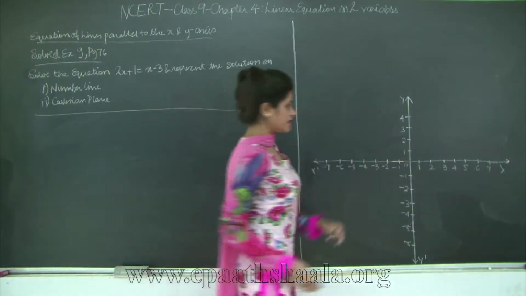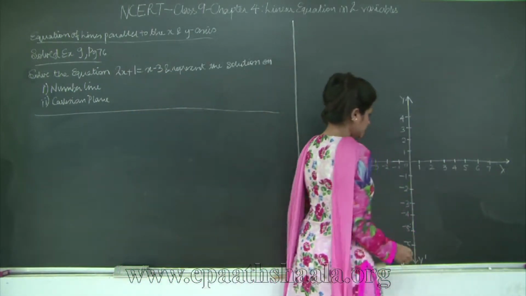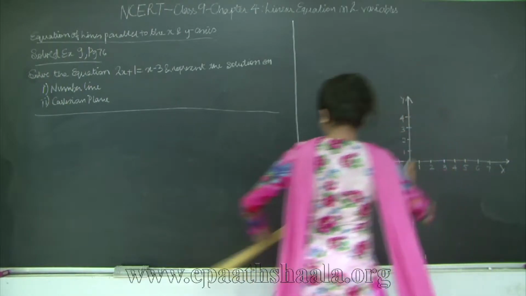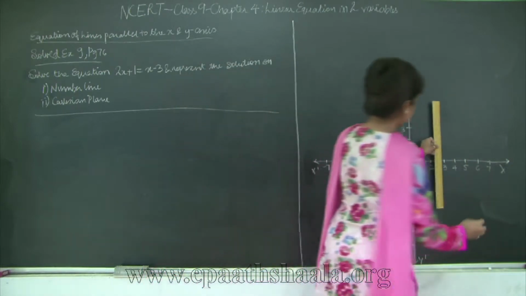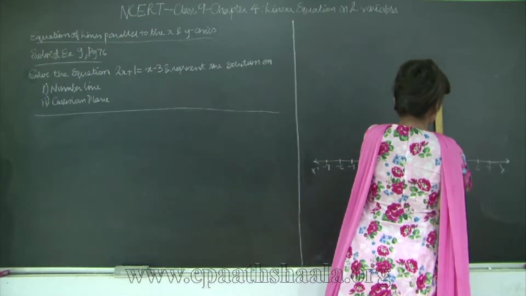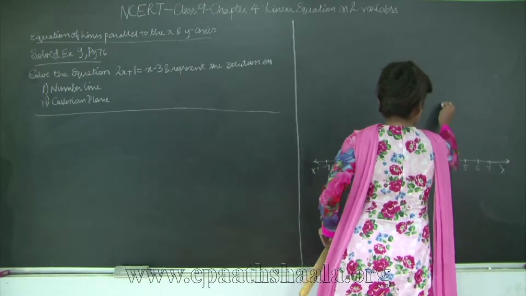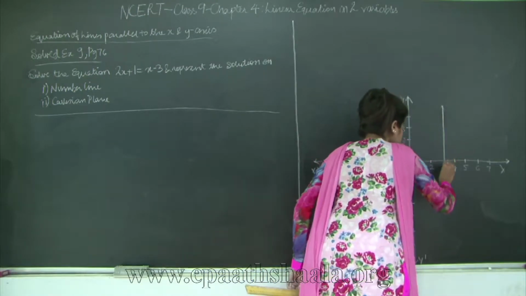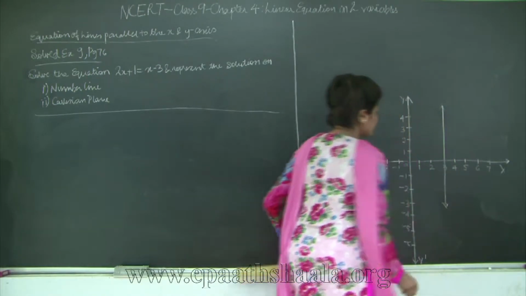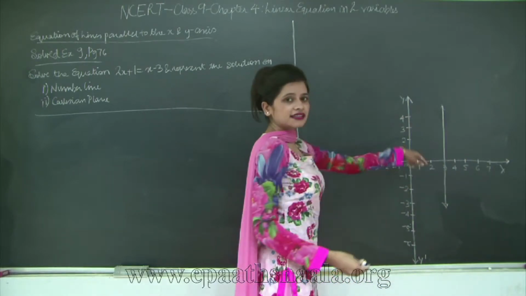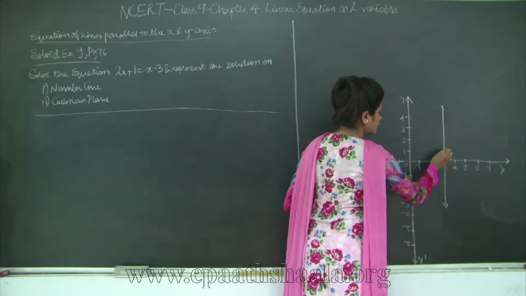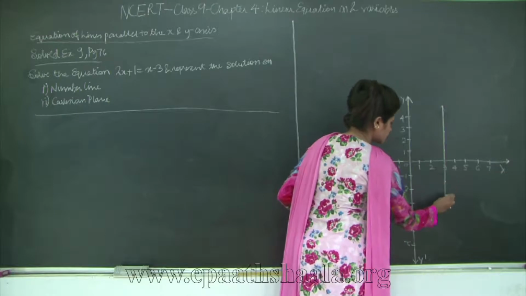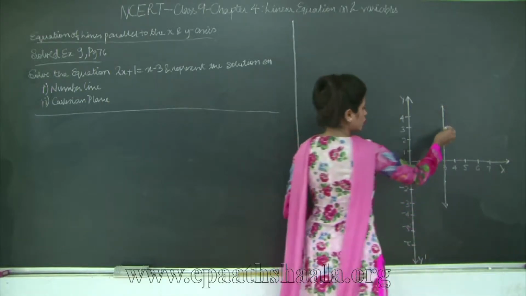Let's say I have a graph over here and I'm drawing a line parallel to my y-axis. Okay, so this is my line, I'll make it darker. So this line is parallel to my y-axis. Let's see the coordinates. Suppose I take a point here, here, here and here, as well as here. What are my coordinates going to be?